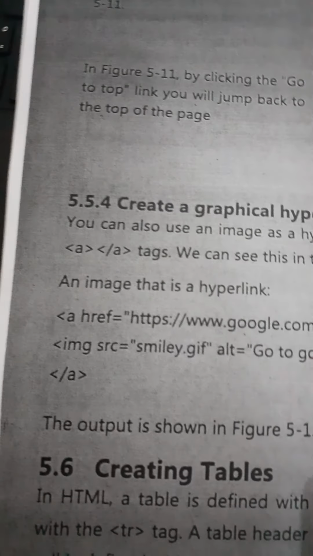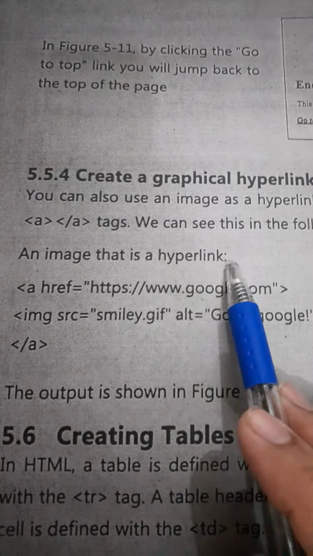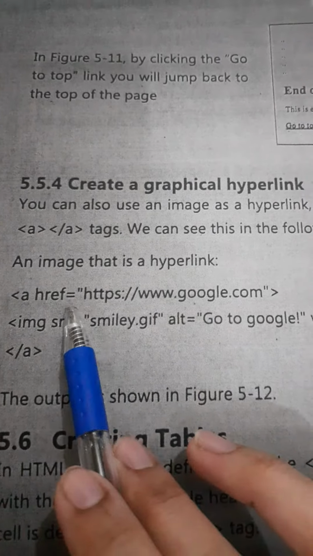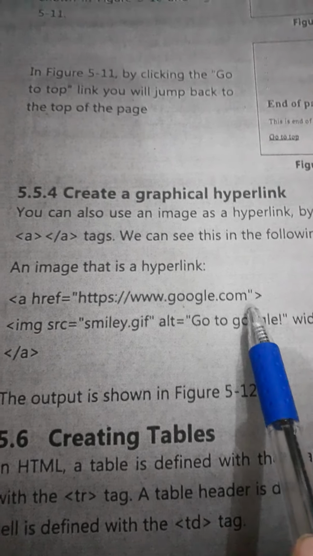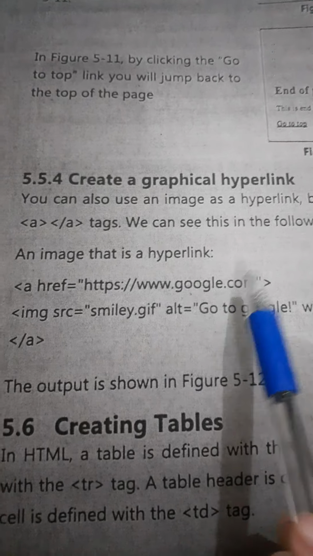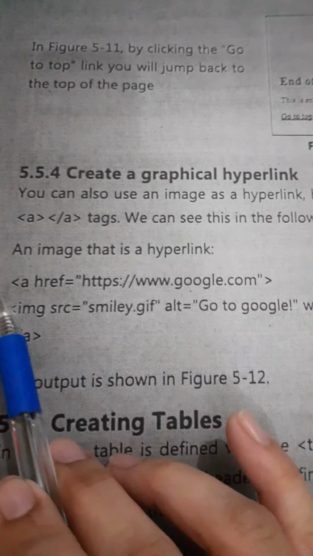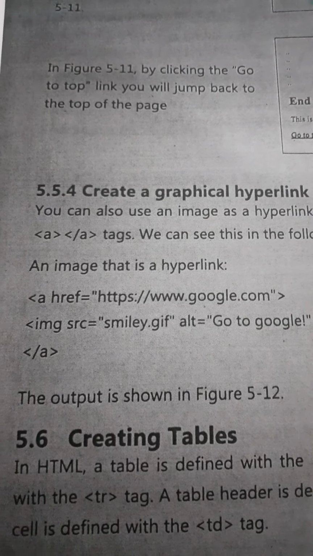we will discuss. You can also use an image as a hyperlink by using the image tag inside the A and A tags, right? An image that is a hyperlink, a href is equal to, here you can write the URL, the HTTP unique address, the site address which you want to open. It's okay, we have done till here. We want to open google.com as in case of hyperlink.